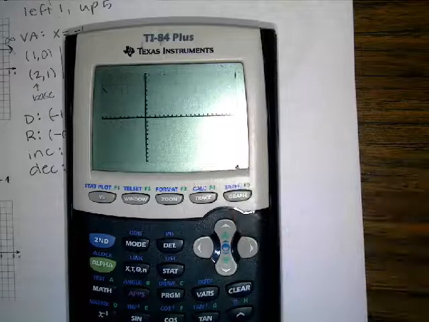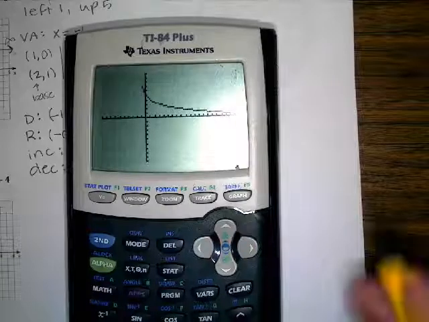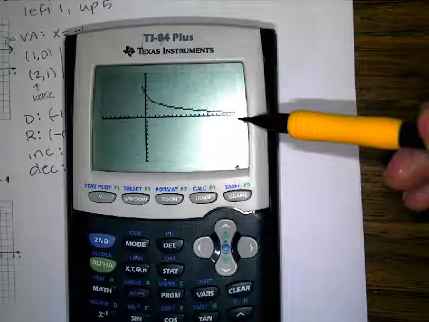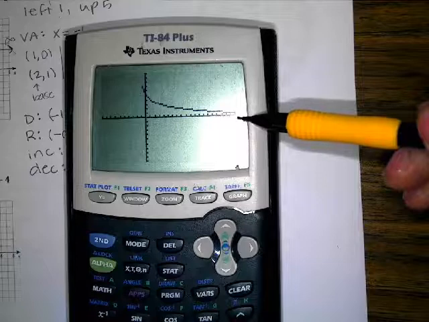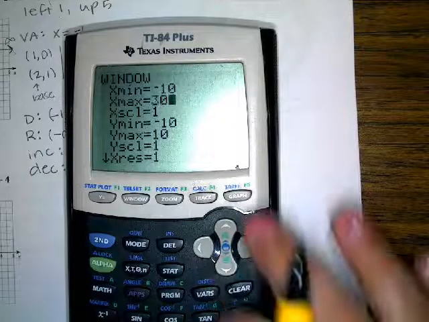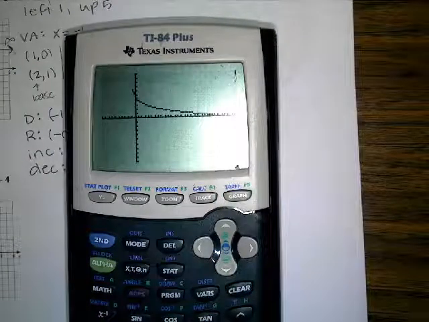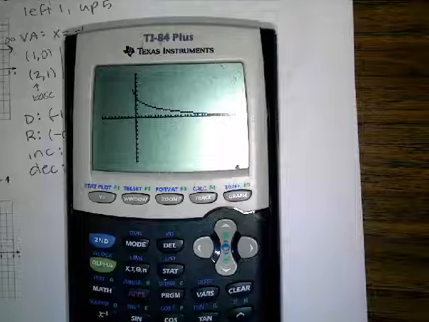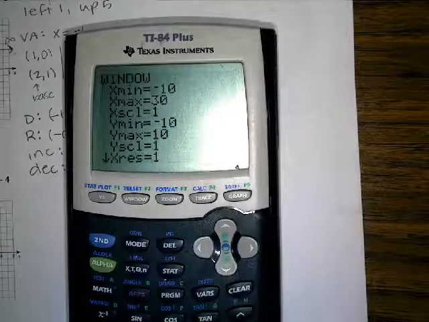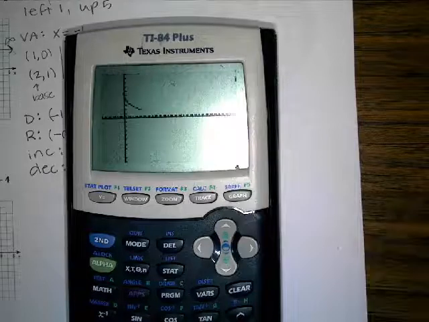So my window was at 20. That's not quite far enough. 30. 30 doesn't seem to do it either. What should I try next? 50? I think you just need to put like 1 and like 8. There we go. Okay. So 50 worked.